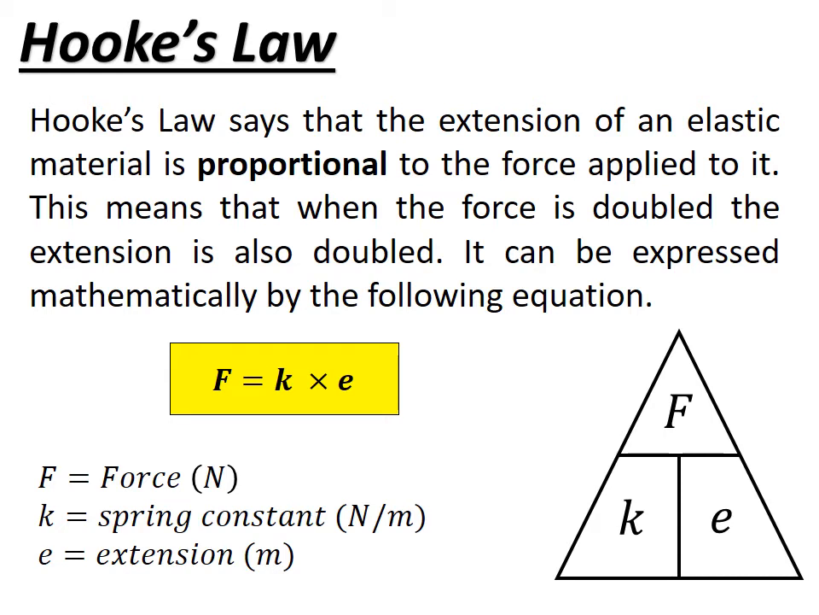It can be expressed mathematically by the following equation. F equals K times E. You can see the triangle at the bottom right. F is the force in newtons, K is the spring constant, newtons per meter, E is the extension in meters. It's very important that we have the extension in meters. You need to learn Hooke's law, you need to learn the equation, and you need to do simple mathematical calculations using this equation.